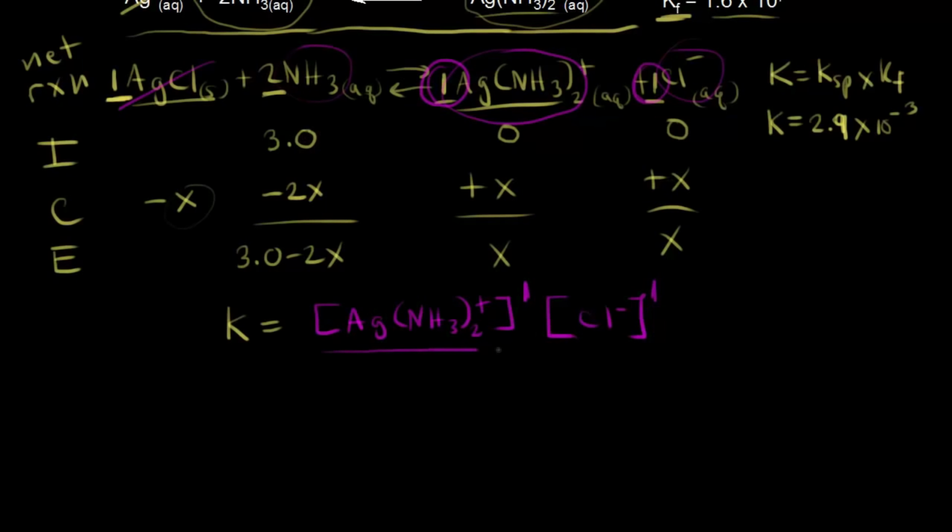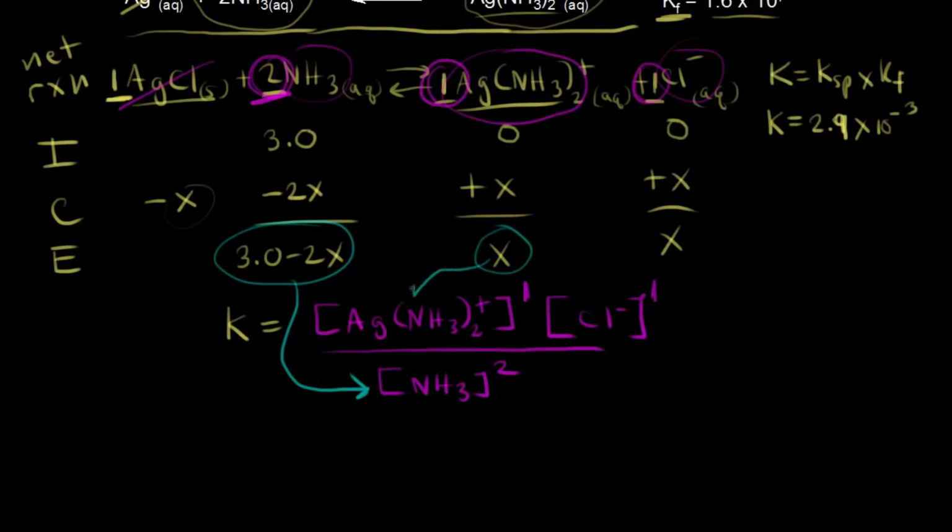So this is all over the concentration of our reactant, which is the concentration of ammonia. And notice our coefficient is a 2, so we need to have a 2 here. Next, we plug in our equilibrium concentrations. Our equilibrium concentration of ammonia is 3 minus 2x, our equilibrium concentration of complex ion is x, and our equilibrium concentration of chloride anion is x.